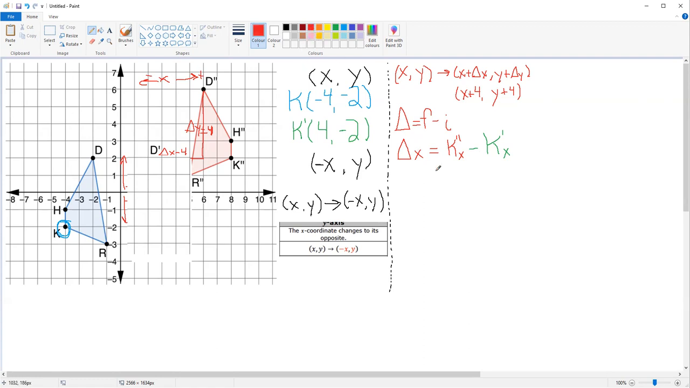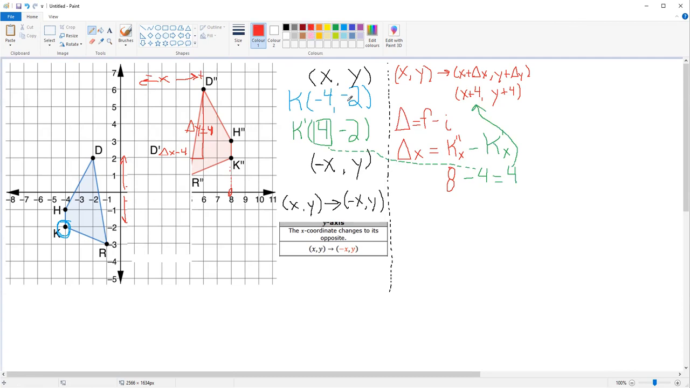All right, so let's fill in some values here. The x value of K double prime is 8, so we'll bring that down. And we're going to subtract the x value of K prime, which is 4. So that goes in right there. Of course, 8 minus 4 equals 4. And you can see how that gets plugged in right there, the same value.